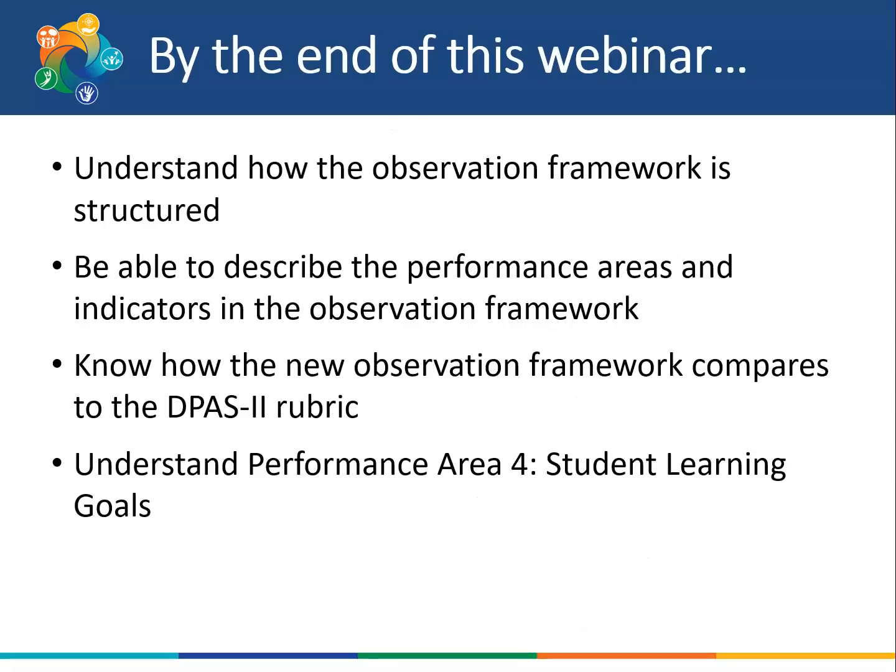By the end of this module, you will understand how the observation framework is structured, be able to describe the performance areas and indicators in the observation framework, know how the new observation framework compares to the DPAS-2 rubric, and have a fuller understanding of the 4th performance area, which is focused on student learning.